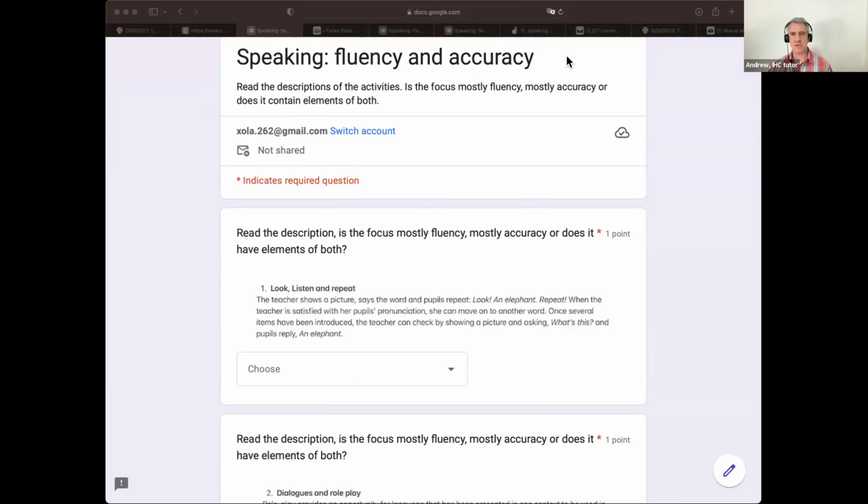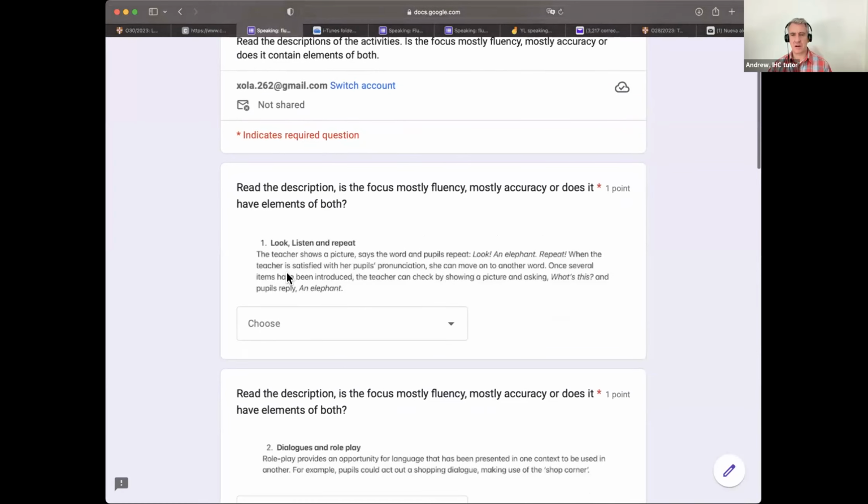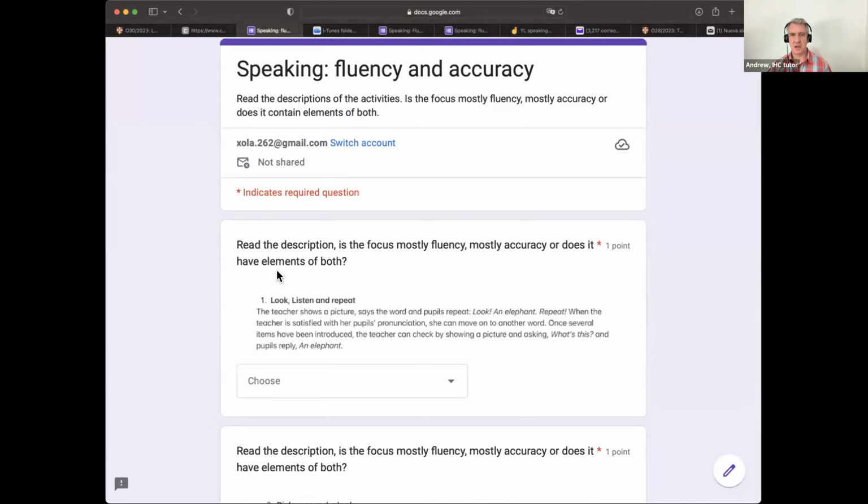And this is the first activity here. Okay, we've got to determine. Read these descriptions of activities for younger learners, and you have to decide if the focus is mostly fluency, mostly accuracy, or does it contain elements of both.